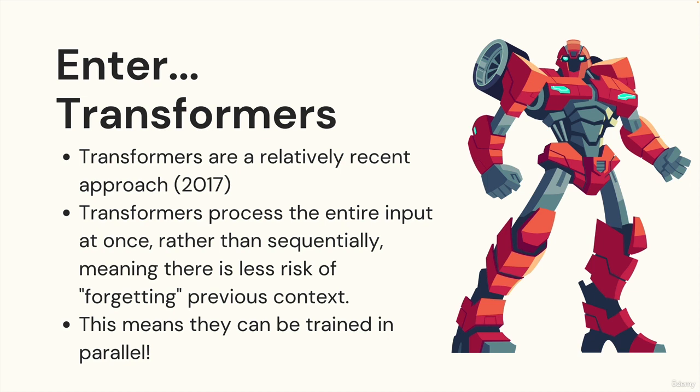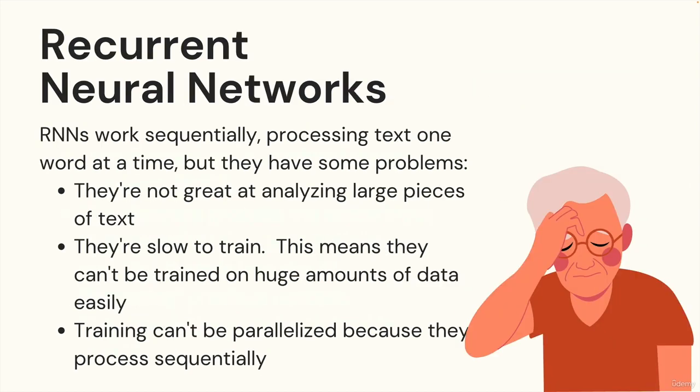So this is where transformers come in. Transformers are relatively recent, as I mentioned, introduced in a paper in 2017 called Attention is All You Need. And what's significant about transformers is that they will process the entire input at once rather than sequentially, meaning that there's less of this problem. There still is a risk of it, but there's less risk of forgetting previous context. So there's still limitations on how big of an input a transformer can work with, but it is more flexible than working with an RNN. And this does mean that they can be trained in parallel, therefore much faster than an RNN. So how do they work?